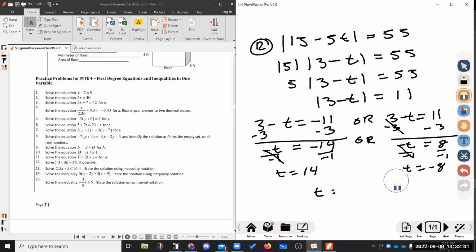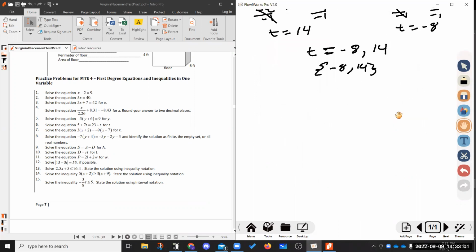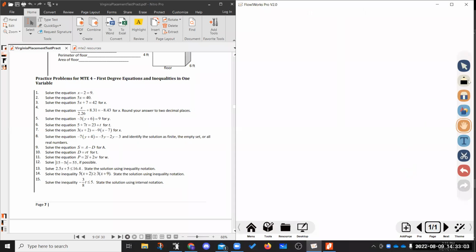Let's not use the set notation yet. Let's just write it this way. There we go. We could write it in set notation without the t there and say that those would be my t values that would satisfy the equation and make it true. Okay.